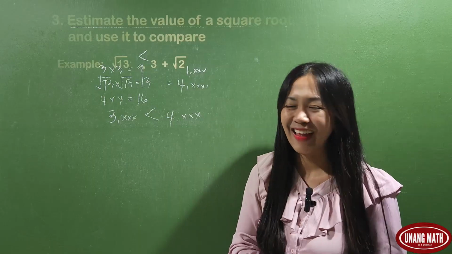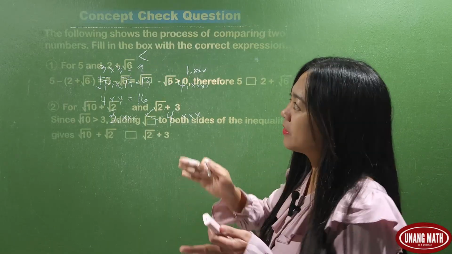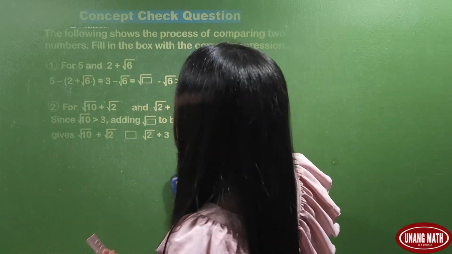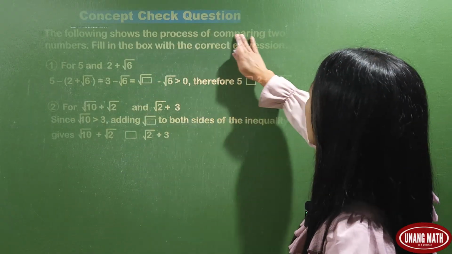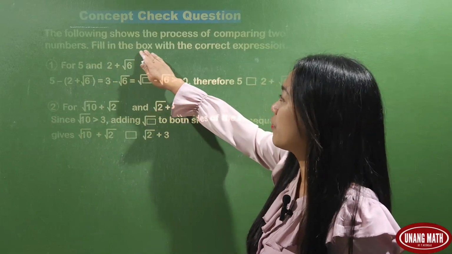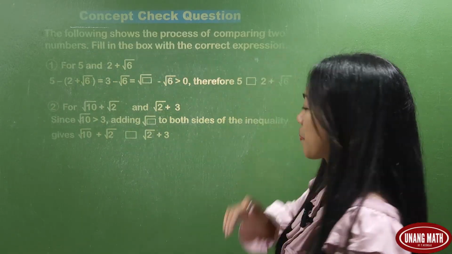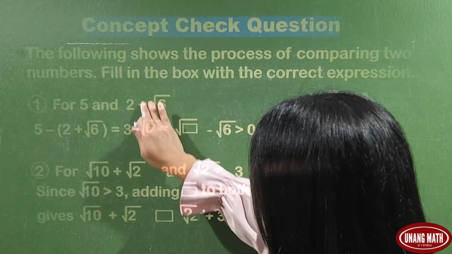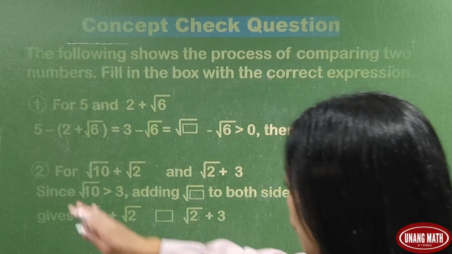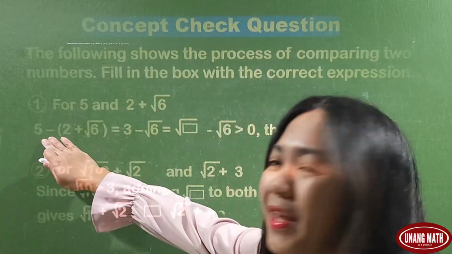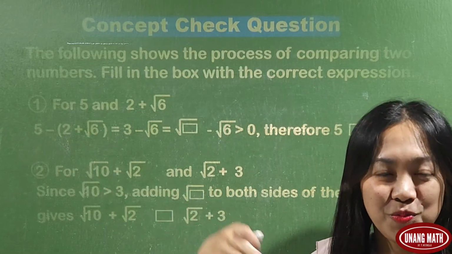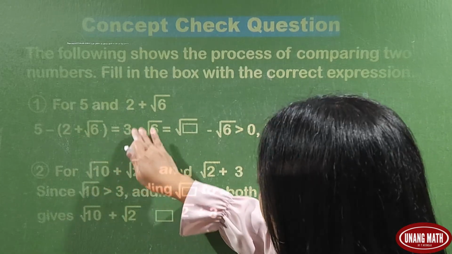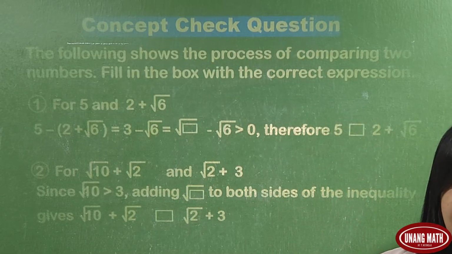Okay, let's give more examples by answering this concept check question. The following shows the process of comparing two numbers. We will fill in the box with the correct expression. So in number 1, we have 5 and 2 plus square root of 6. So 5 minus 2 plus square root of 6. So in here, we will be using subtraction to compare these two numbers. So this is now equal to 3 minus square root of 6.